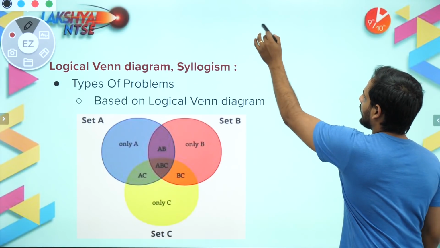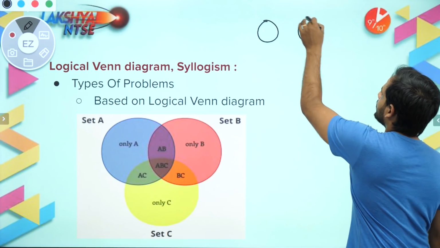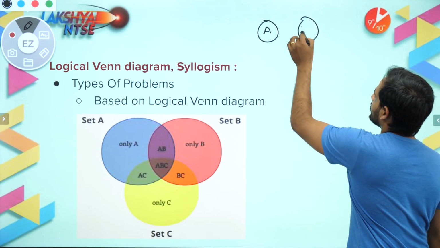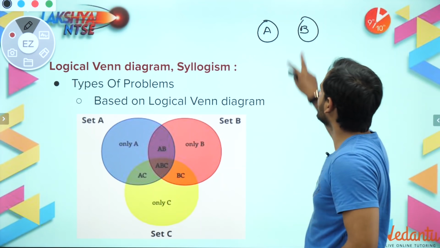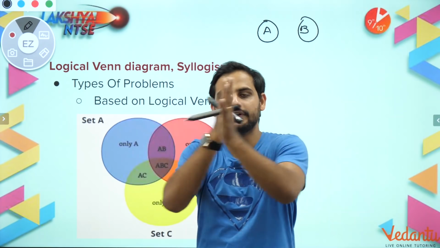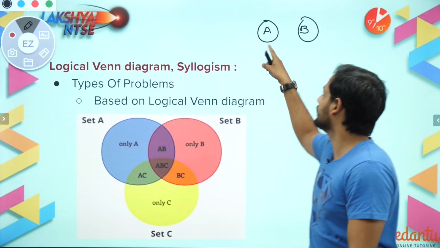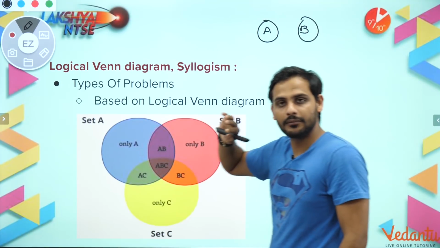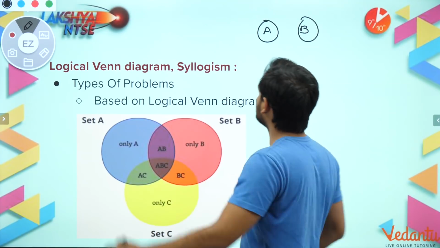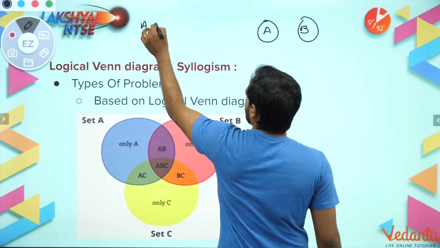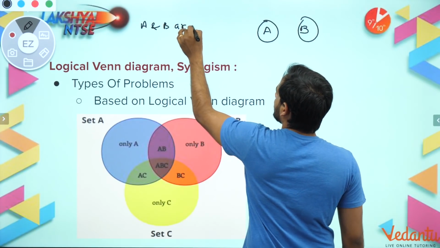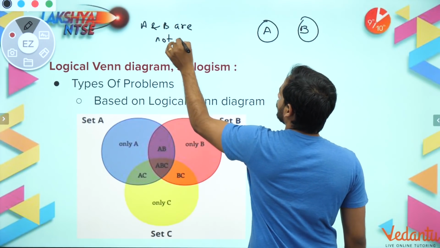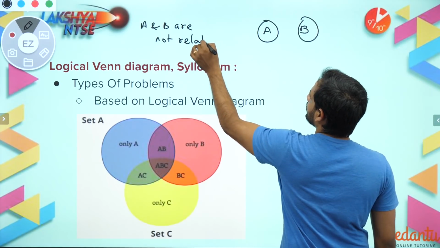So bachcho, suppose if I write like this, A and B. I can clearly see that A and B are not overlapping anywhere. So A and B do not have any common point between them. So I can say A and B are not related.